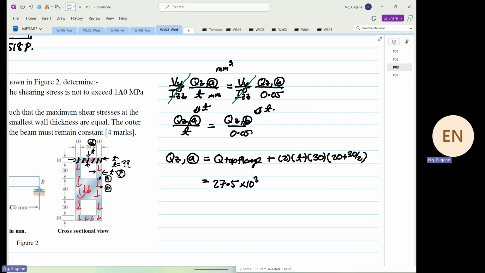And then you have plus, calculator now. 20 plus 15 times by 30 times 2. So it's 2100 T. Okay. So there's your Qz at point A. So we are good to go. Okay. Yes, ma'am.